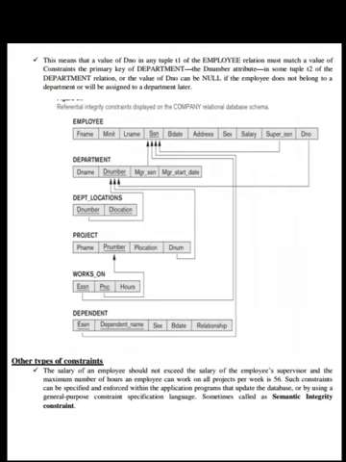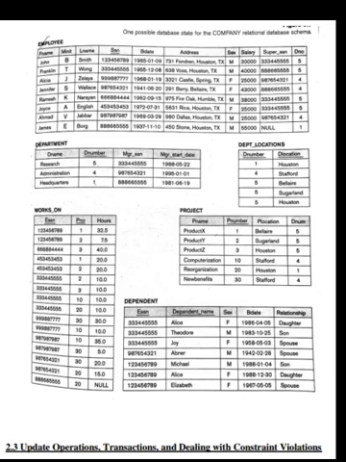Other types of constraints: the salary of an employee should not exceed the salary of the employee's supervisor, and the maximum number of hours an employee can work on all projects per week is 56. Such constraints can be specified and enforced within the application programs that update the database, or by using a general-purpose constraint specification language, sometimes called semantic integrity constraints. See the figures here. Now let us see update operations, transactions and dealing with constraint violations.